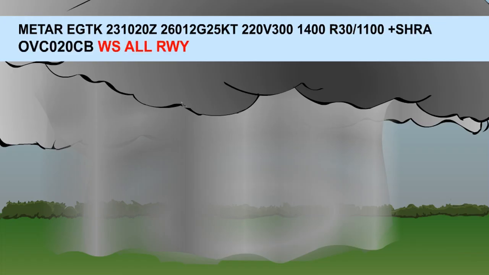Although not currently issued at UK airfields, wind shear information can be reported in the METAR. This will simply be denoted by the letters WS, followed by the details of the report.